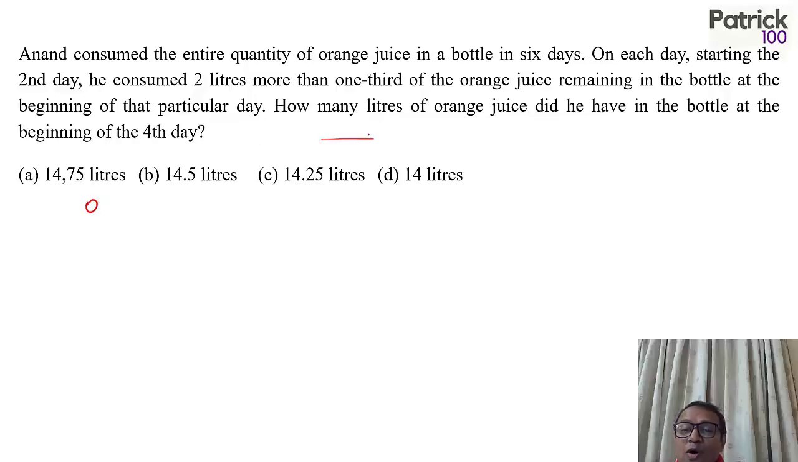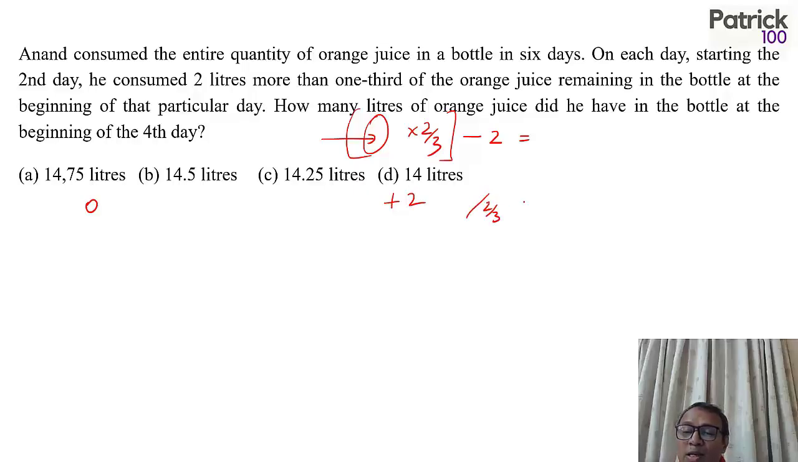So when you go forward, what do you do? He consumes 1/3, so what is remaining is 2/3. And then he drinks 2 liters, so you subtract 2, and you get a resultant value. So whatever he has, he consumes 1/3, so remaining is 2/3, and then you subtract 2. So when you go in reverse, you first add 2 and then divide by 2/3.